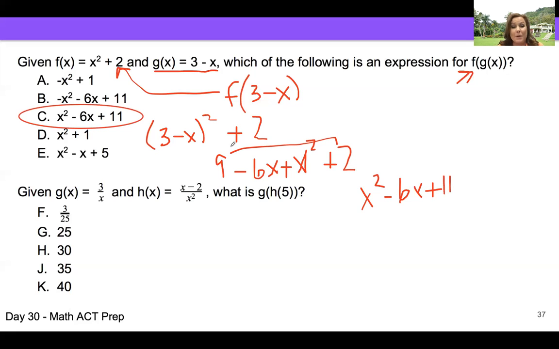Now remember, you have to FOIL this. This is not 9 minus x squared. No, it is 3 minus x times 3 minus x, which gives us a trinomial.